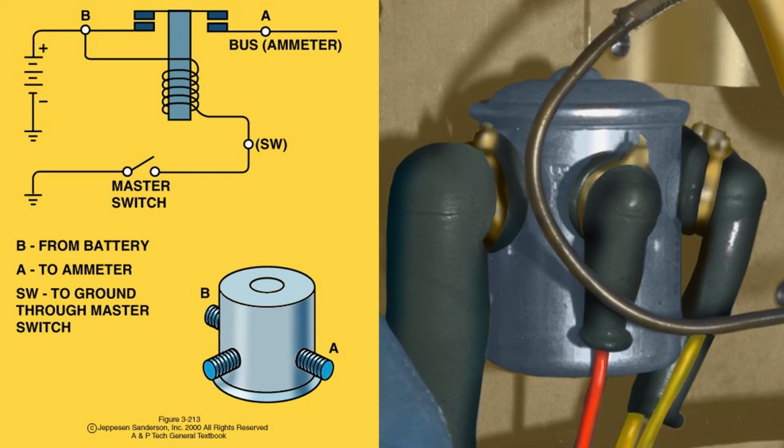From the schematic shown here of a battery relay, we can see that the coil is energized when the master switch is closed, completing the circuit. The starter switch does the same thing for the starter relay.